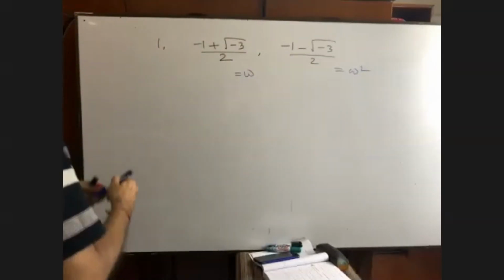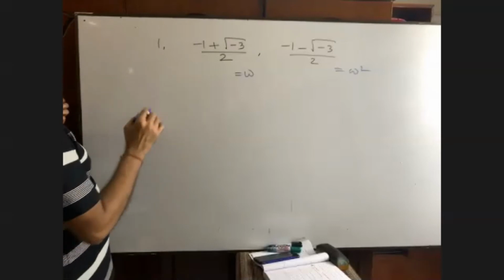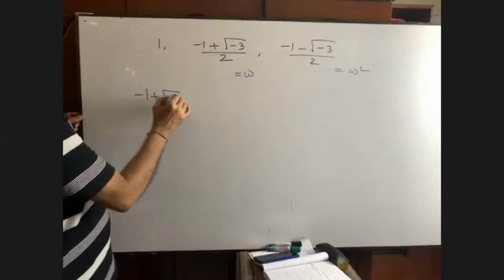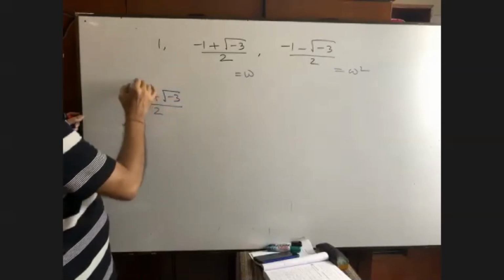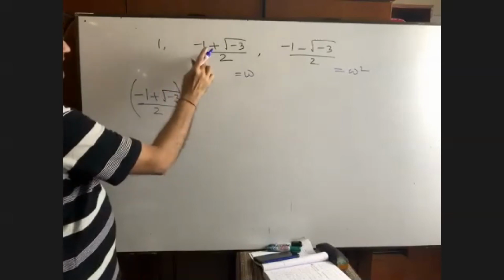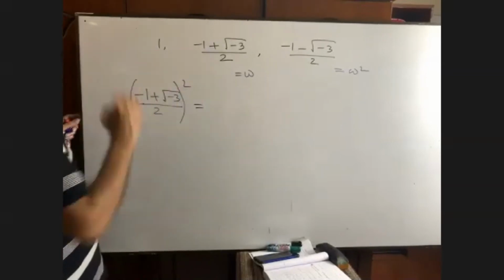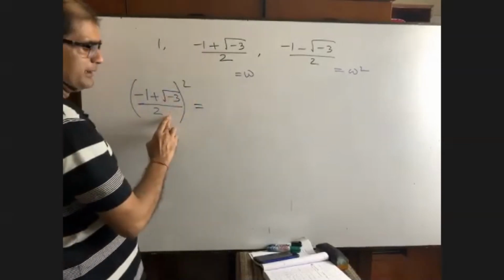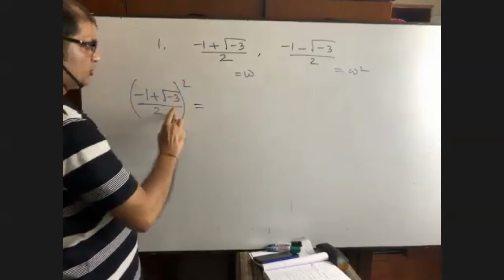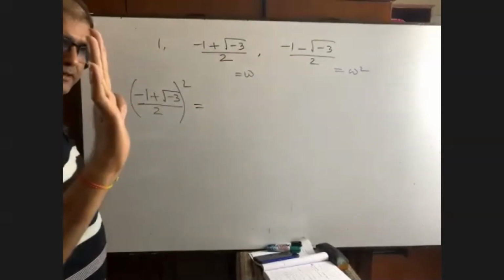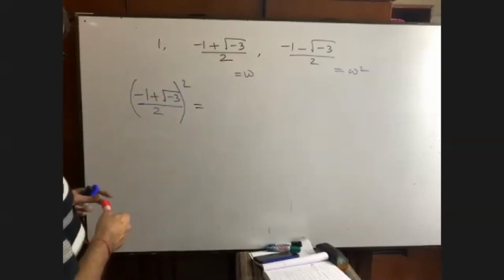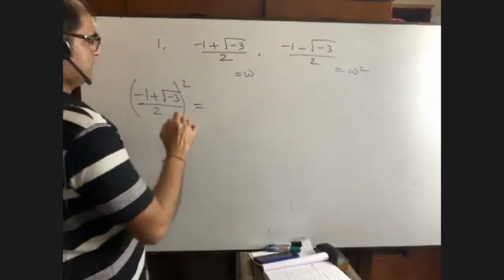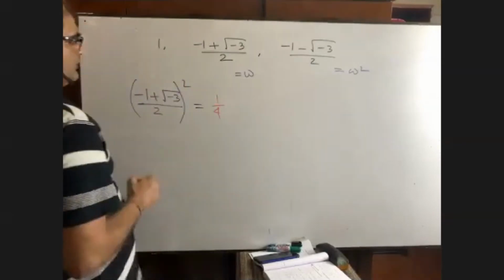Am I right? Then we will come to know the answer. That means this by 2 whole square, I am writing, is equal to what? Suppose it's a square. If it is possible to prove that its square is this, then we are done. Right? Okay. Now you find it. It is 1 by 4.